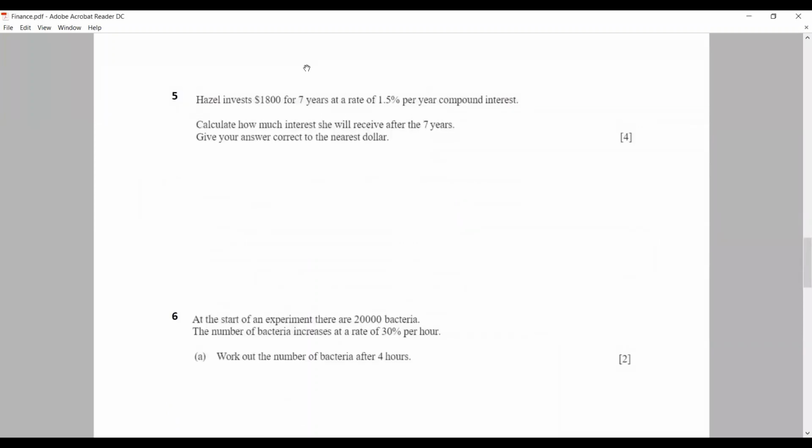Hazel invests 1,800 for 7 years at, so let me highlight the most important information given in the question, the compound interest. Calculate how much interest she will receive after 7 years. Give your answer correct to nearest dollar. Okay, calculate how much interest she receives. So not the total, but interest.